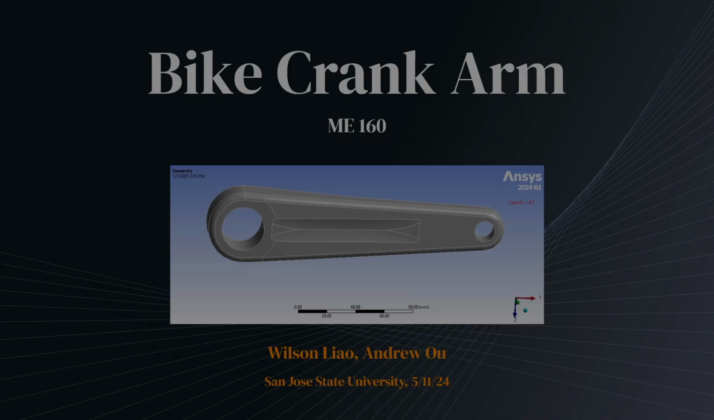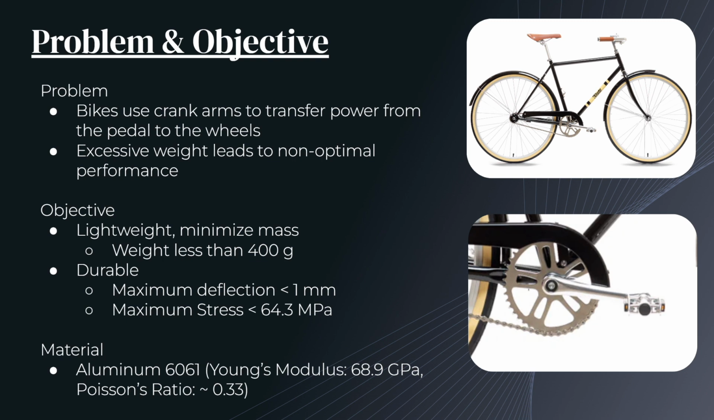A bike uses a crank arm to transfer power from the rider to drive the wheels, converting force from the rider to linear motion. The crank arm connects to a chainring on one end and the pedals on the other end. The length of the crank arm determines how much force is necessary to produce a moment to drive the bike forward.